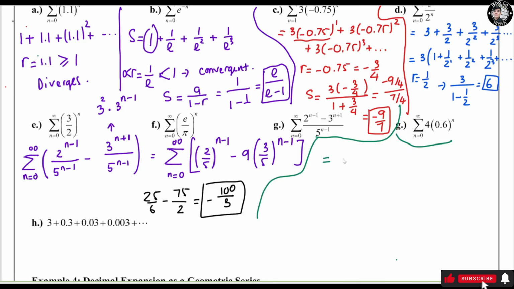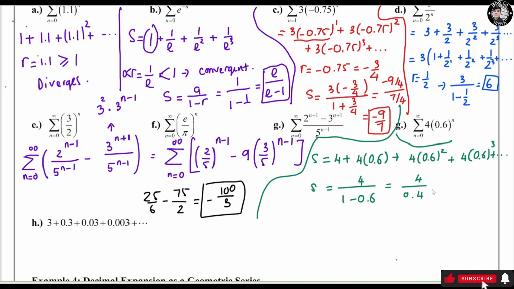So it's going to be 4 plus 4 times 0.6 plus 4 times 0.6 squared plus 4 times 0.6 cubed, plus etc. Now the common ratio is 0.6, and the first term is 4, so the sum equals 4 divided by 1 minus 0.6. So it's going to be 4 divided by 0.4, which is 10.